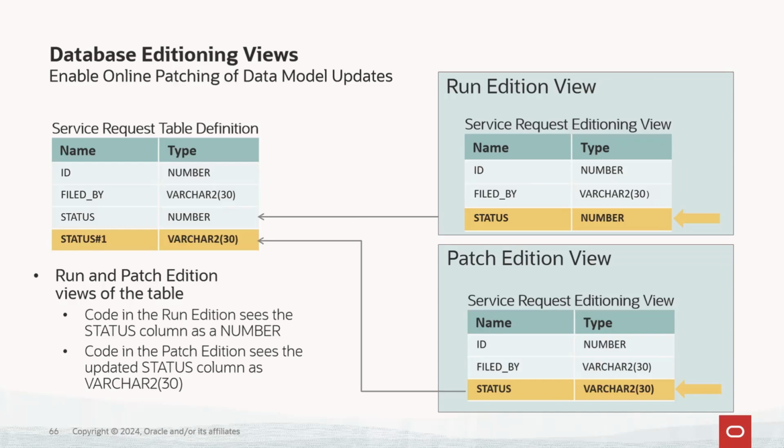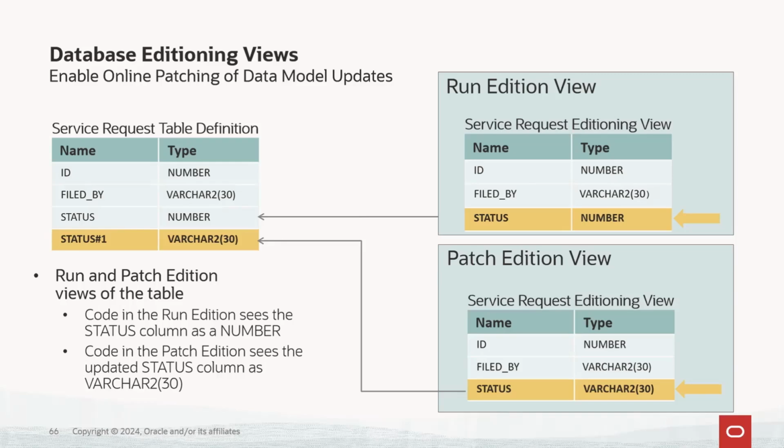ID, filed by, and status are the only columns. And let's say that the patch action is going to change the data type of the status column from number to varchar 230. Now, we can't do a direct manipulation of that data type because there's running code running against this table. So instead, what we do is we add an additional column, a replacement column, shown here as status #1, and we give it the new data type, that's varchar 230.